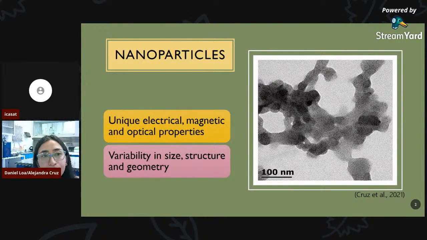When we talk about nanoparticles, we can have different types of them. We can find polymeric, ceramic, and the most common or popular ones, the inorganic ones, which are metallic. These are able to have unique electrical, magnetic, and optical properties. We can also find them in various sizes, structures, and geometries. According to the characteristics of our nanoparticles, we are going to be able to apply them in tons of things.